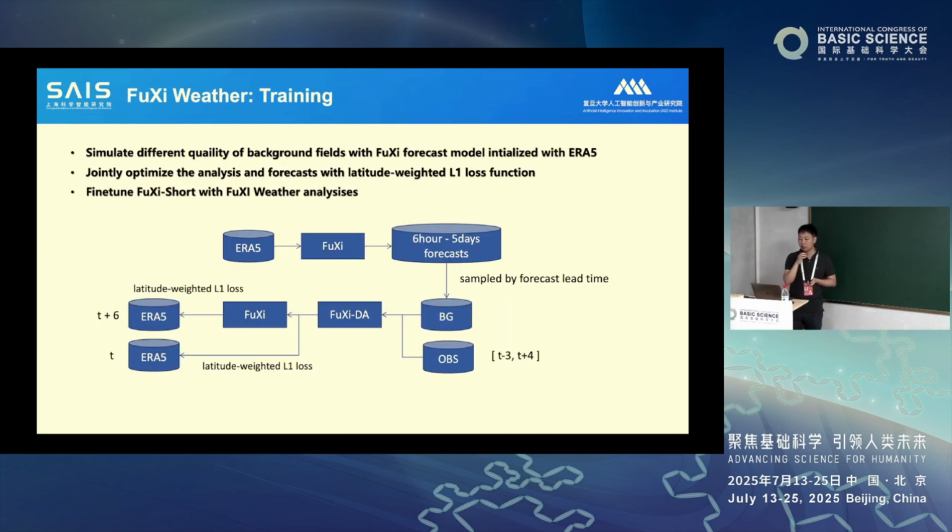And for the FuXi weather training, we know that the background forecast being fed into the data assimilation model varies in quality with time. So in order to mimic the operational scenario, we simulate different quality background fields by using FuXi model forecasts of different lead times, initialized from ERA5. And we do this joint optimization of analysis and forecast with this latitude weighted L1 loss function.